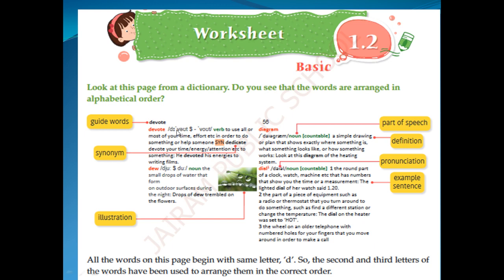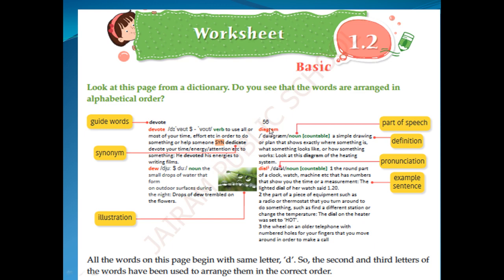For example, here are two words, devote and due. Both words start with D, and the second letter is also the same. The beginning letter is D, the second letter is E, the same. So, the third letter: according to the alphabetical order we have to arrange. V will come first and W will be next. In that case the words are arranged. This is all about arrangements in the dictionary. When you refer to a word in this way, you have to refer to a dictionary.